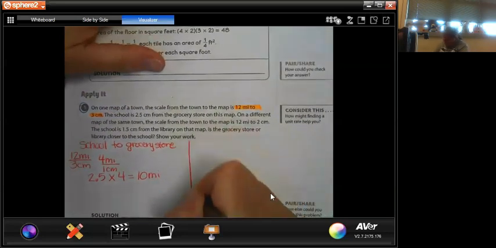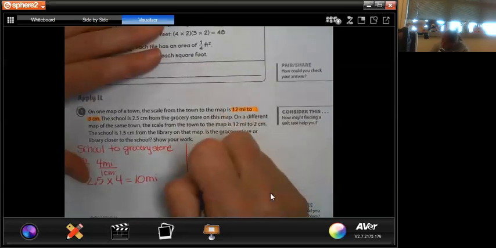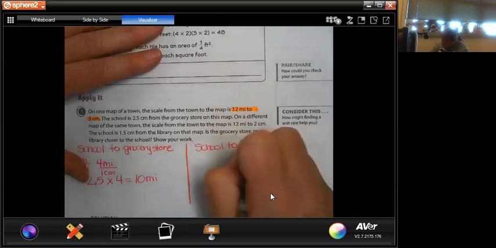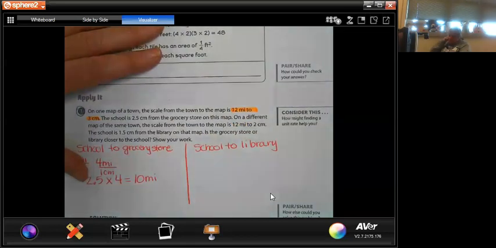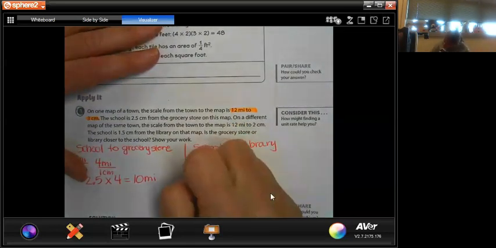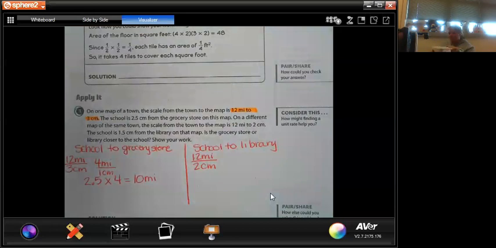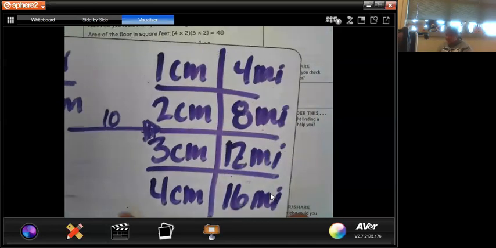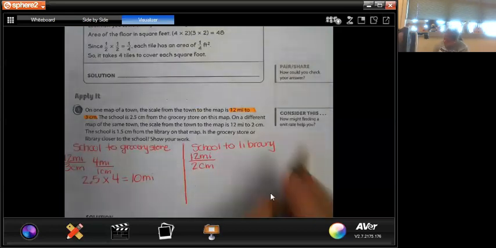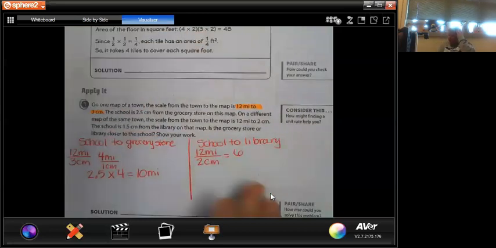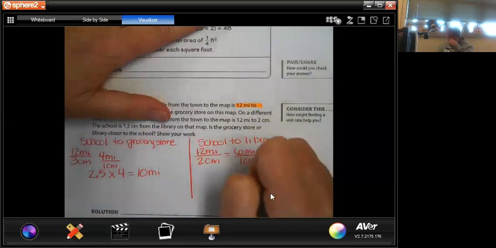Now, we're going to do the same thing, except now we're talking about the school to the library. On this map, we have a different scale. The scale is 12 miles for 2 centimeters. So again, you could go back and do a table like this, except obviously these are going to be different. Or if you reduce this down, you find that your scale factor unit rate is 6. So 6 miles for every 1 centimeter, right?